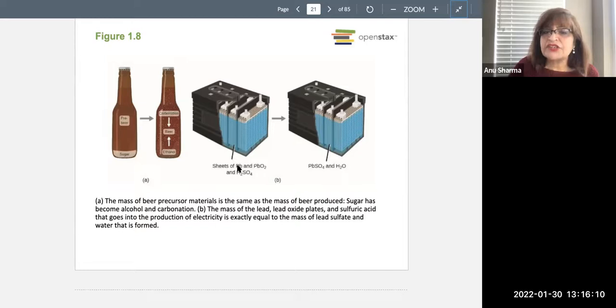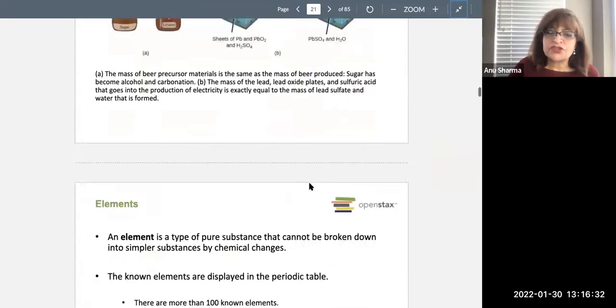Here you take the sheets of lead, you take lead oxide, and then you take sulfuric acid, and then they just rearrange atoms and molecules. They just rearrange. A new substance is formed, lead sulfate and water. But the weight of lead oxide and sulfuric acid and the weight of lead sulfate and water remains the same. That doesn't change, okay?